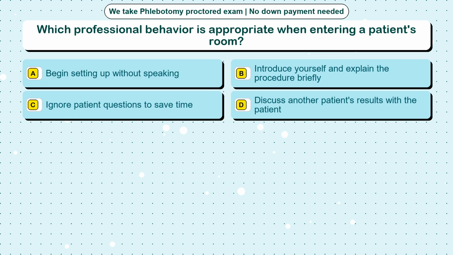Question 90. Which professional behavior is appropriate when entering a patient's room? Option A. Begin setting up without speaking. Option B. Introduce yourself and explain the procedure briefly. Option C. Ignore patient questions to save time. Option D. Discuss another patient's results with the patient.